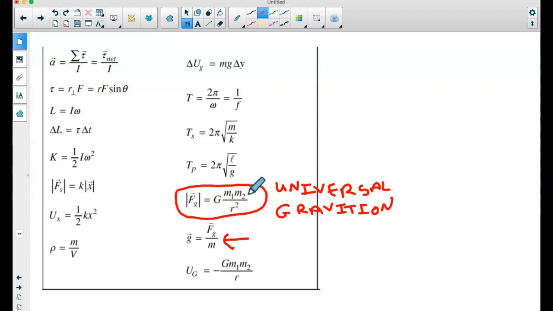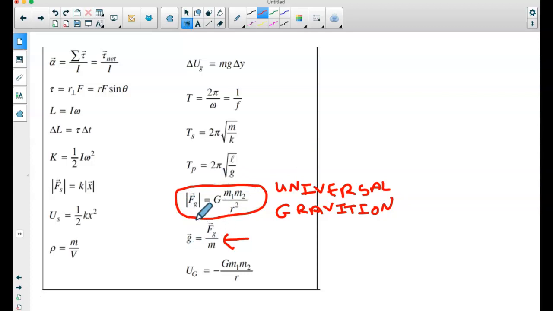m1 and m2 are the gravitational masses of the two objects involved. So if we're thinking about the moon and the Earth, m1 could be the moon, m2 could be the Earth, or you can swap those around. If you're thinking of the force of gravity on a person, m1 might be your mass, m2 might be the Earth's mass. And then this big G, that's a constant that we're going to get to in a second.